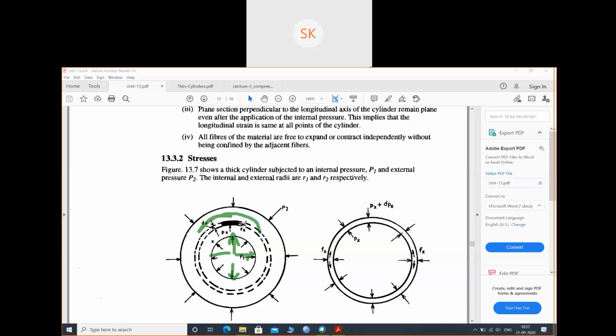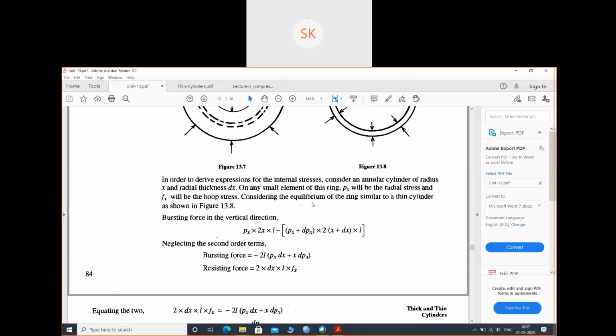In the thick cylinder, the thickness matters, right? Your thickness depends on this bursting force. The bursting force is applied in the radial direction, and the hoop stress acts as the resisting force, trying to resist the bursting force. So we have a formula for the bursting force, 2L (px dx + x dp). If you neglect the second order term, you get this part, minus 2L px.